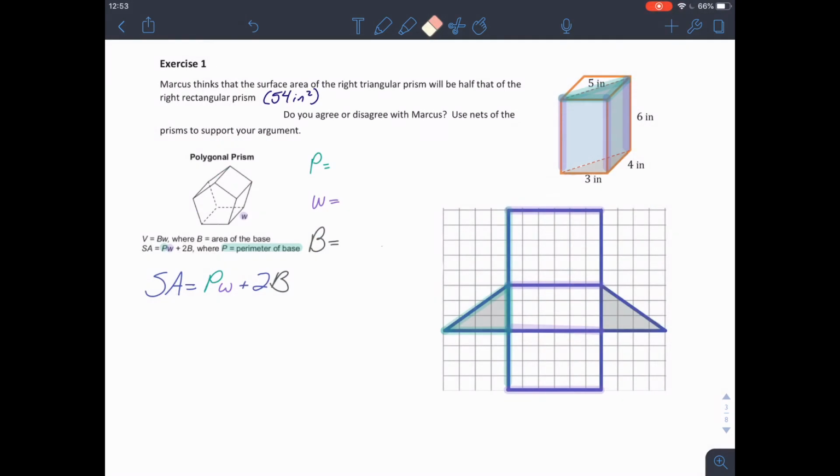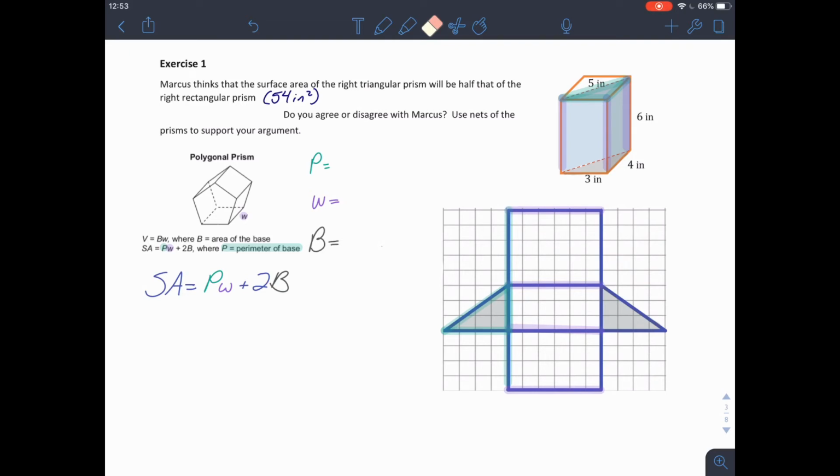Marcus thinks that the surface area of the right triangular prism to the side here will be half that of the right rectangular prism. If we notice in the picture here, this is the same rectangular prism, but it's been sliced in half to make a triangular prism. So do we agree that our surface area would be half if we cut our shape in half? Let's use some nets to find out.